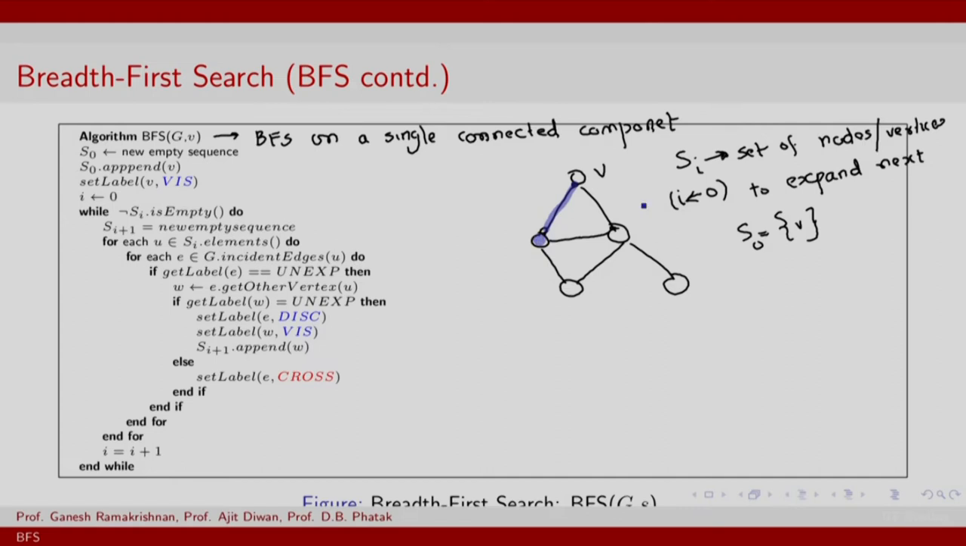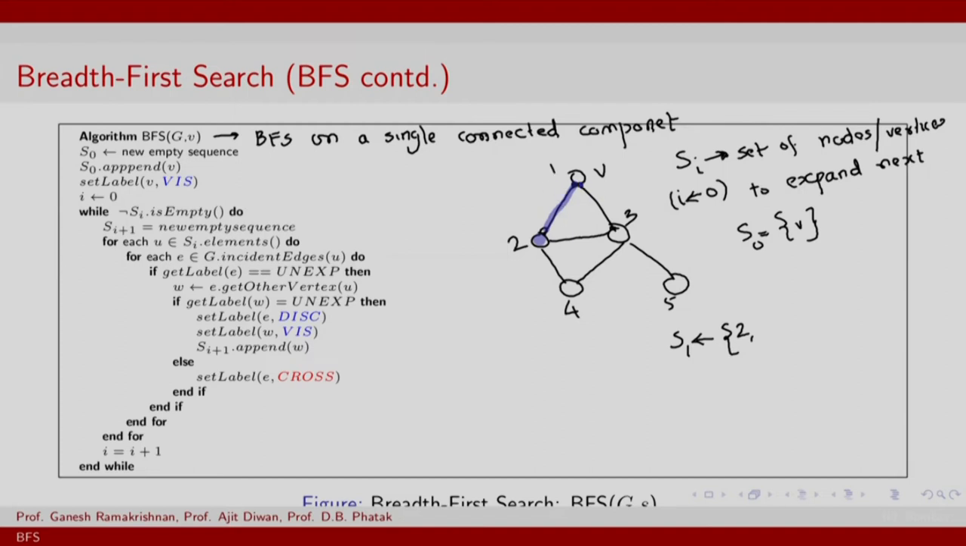W. And in fact, you're going to add each of these to S i plus 1, which is now S1. S1 will now contain this node 2, let's just give them numbers 1, 2, 3, 4 and 5. So S1 will contain the node number 2.